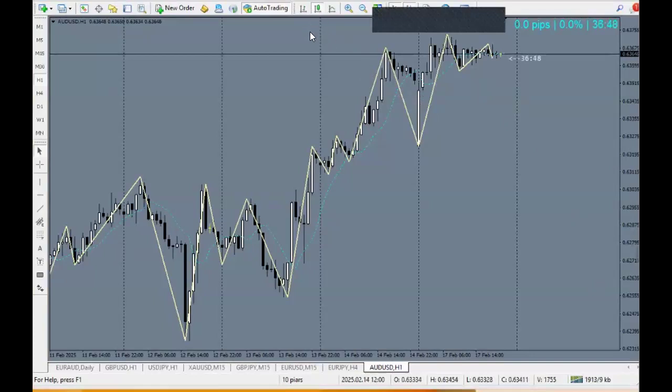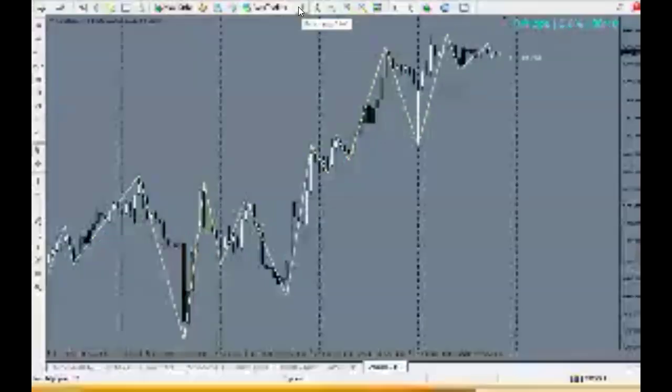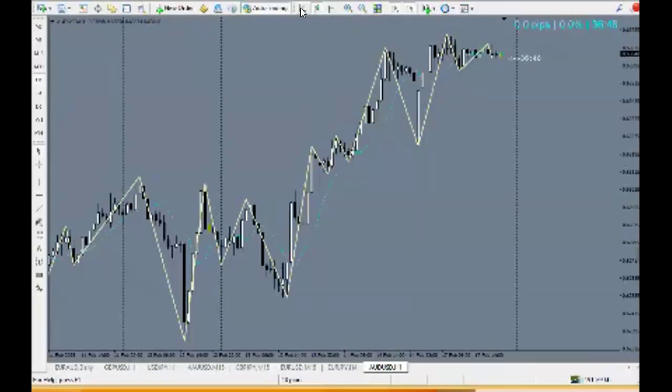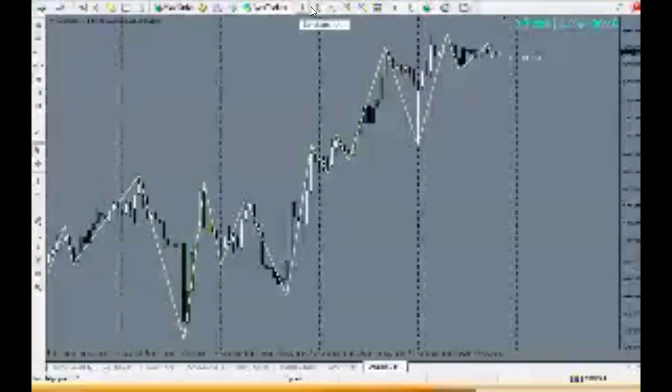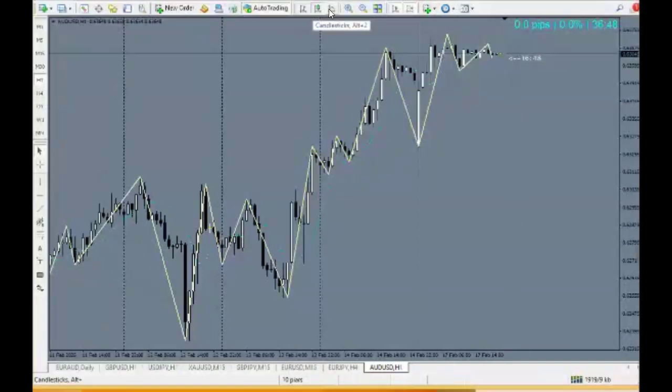Okay, so at the top here, you have bar charts. So let me see if you can see it now. I don't think you can see it yet. No, I actually know that one where you have bar chart, candle, and you have line. But I didn't know you could actually physically hide the candles.